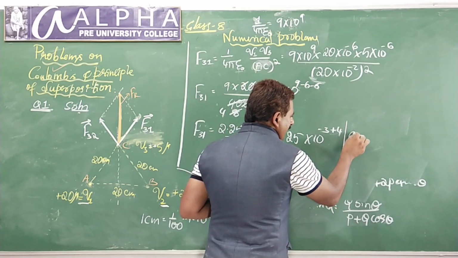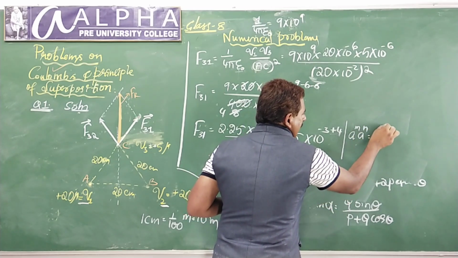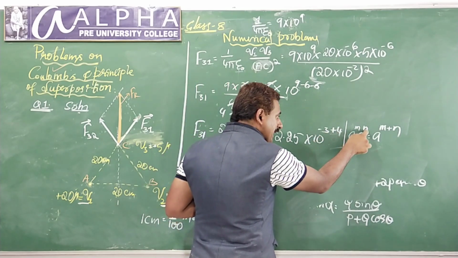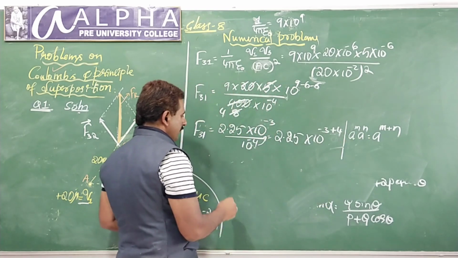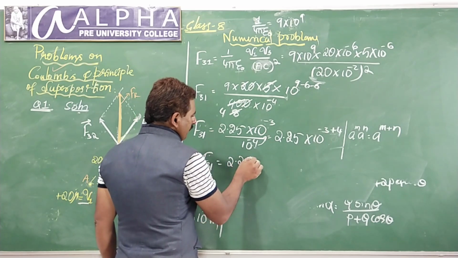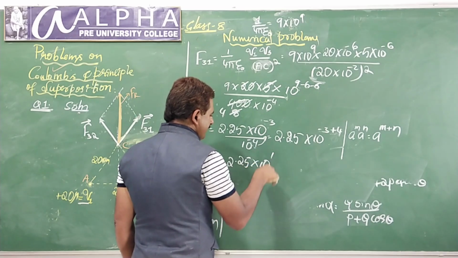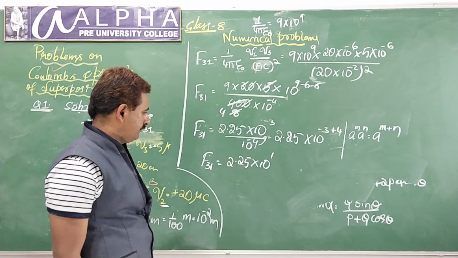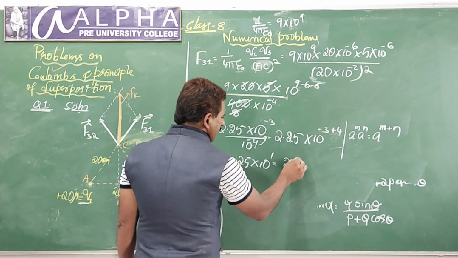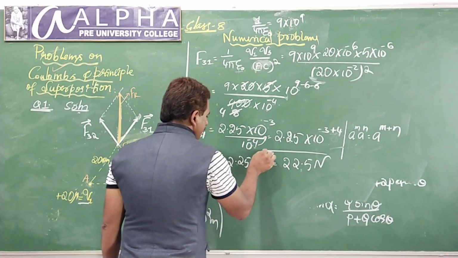You did it this way. A to the power m into a to the power n is a to the power m plus n. Here it is 10 to the power minus 3 and 10 to the power plus 4, and you added them. The final value F31 is equal to 2.25 into 10 to the power minus 3 plus 4, that is 10 to the power plus 1. 4 minus 3 is 1. That's it. Finally, the value of force is 10 times 2.25, which means 22.5 Newton.